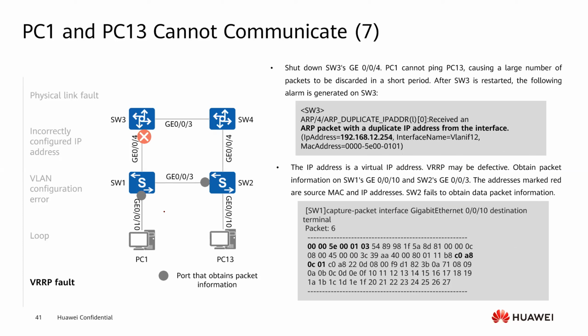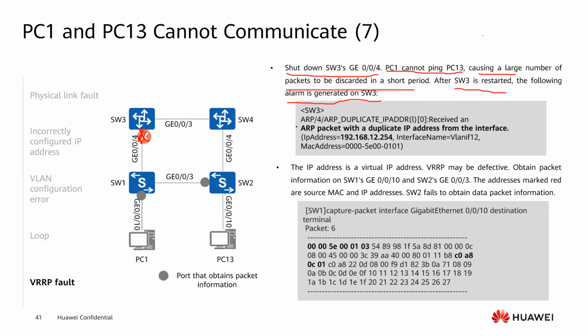After the fault is rectified, we verify the reliability. So we shut down G004 on SW3. Shut down this interface. At this time, PC1 can't ping PC3, causing a large number of packets to be discarded in a short period. After SW3 is restarted, the following alarm is generated on SW3.